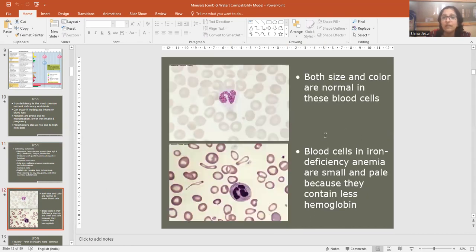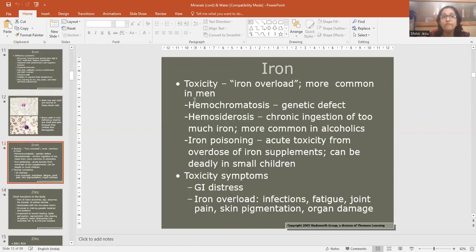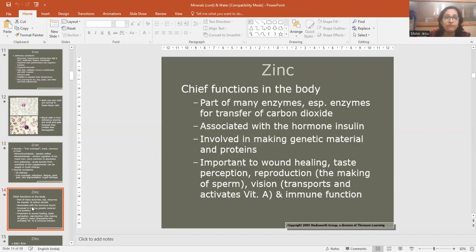So this is the anemic situation. And iron overload is more common in men, leading to hemochromatosis, a genetic defect, and hemosiderosis, which is a chronic ingestion of too much iron, most common in alcoholics. Toxicity symptoms are gastrointestinal distress, infections, fatigue, joint pain, skin pigmentation, and organ damage.